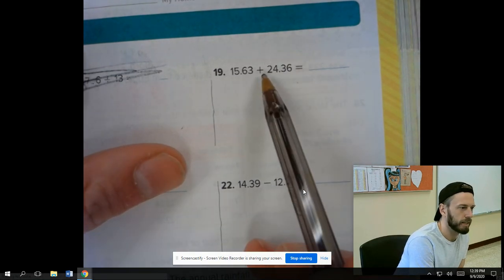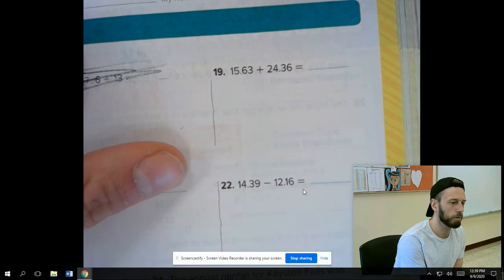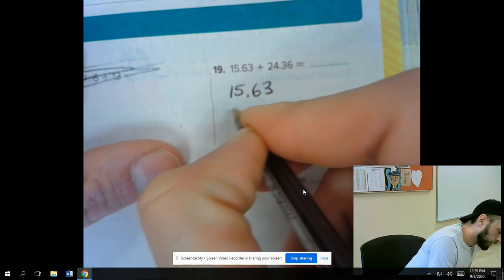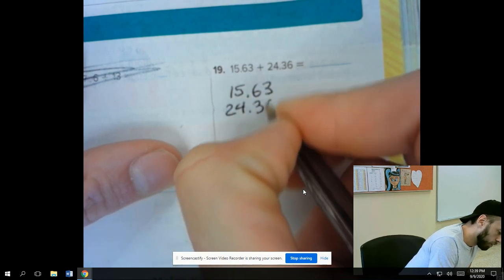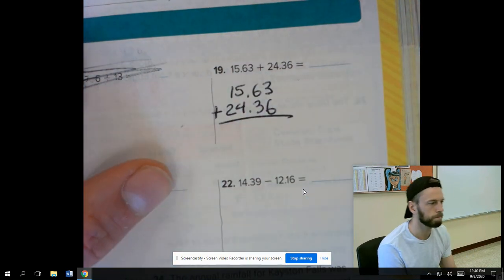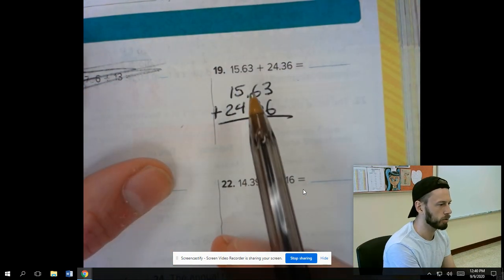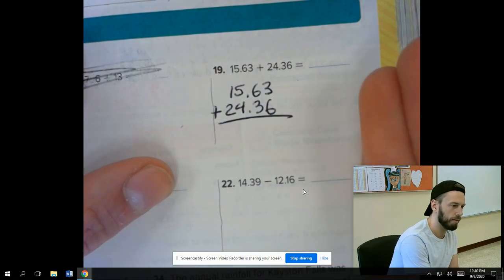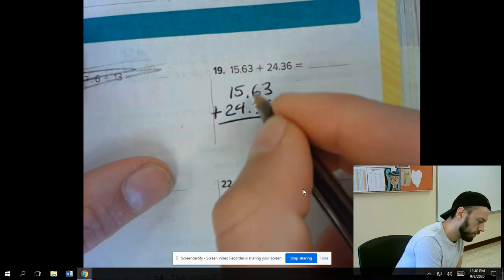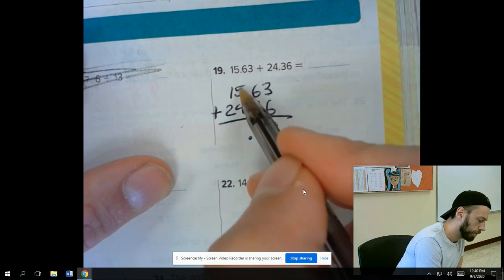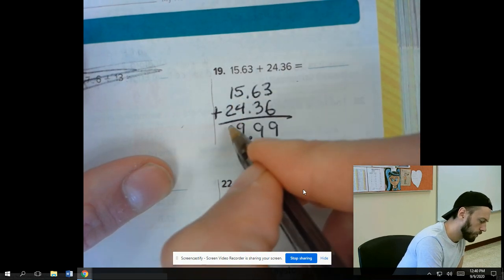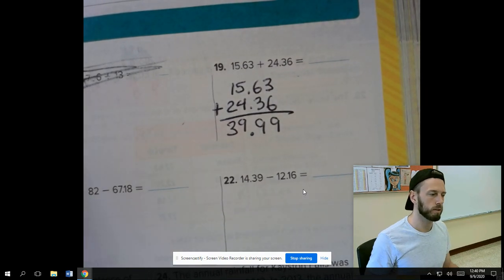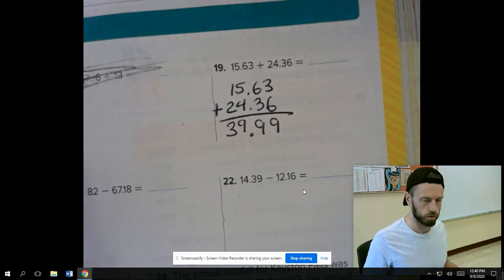First thing I would do, since it's addition, doesn't matter how we add them because of the commutative property. I can do whatever order I want, but I'll just start with the first one. And we'll do 15.63 and 24.36. Stack them up, make sure that my decimals are lined up. The 1s, 10s, tenths, and hundredths place are all lined up. So now I can just add from right to left. That's a 9. I'm bringing the decimal down. And that's a 9. And 1 plus 2 is 3. So it looks like 15 and 63/100ths plus 24 and 36/100ths comes out to be 39 and 99/100ths.